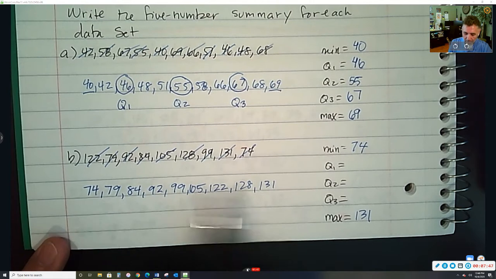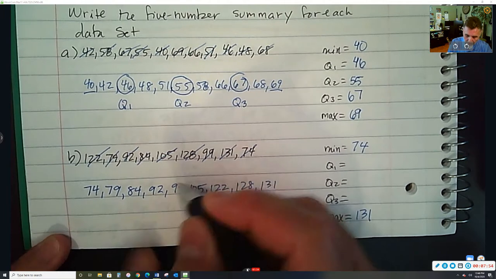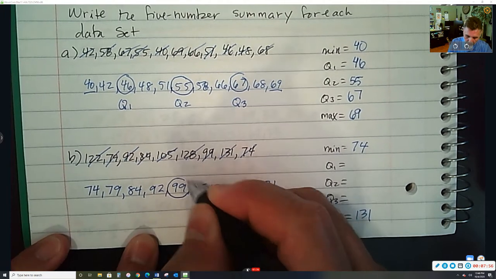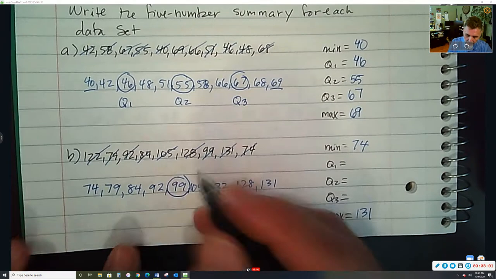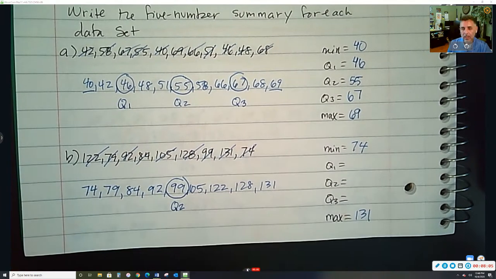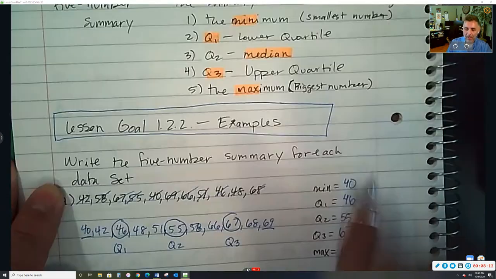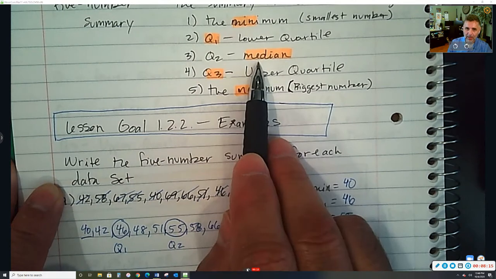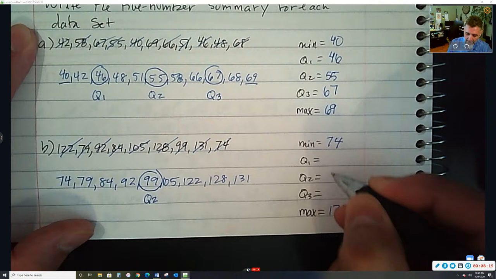And then also now we're going to pick out the middle number. Because there's 9 of these, I know the 5th one is the middle number. Because now there's 1, 2, 3, 4 over here and 1, 2, 3, 4 over here. So the middle number is quartile 2. Okay. Remember, quartile 2 is the median. 99.